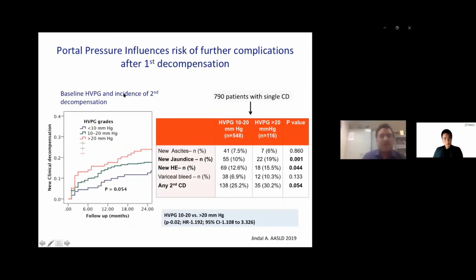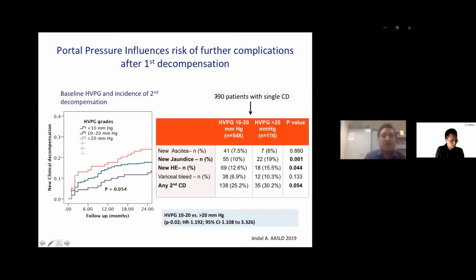So once the patient has developed first clinical decompensation in cirrhosis, does HVPG have a role in predicting the second or further decompensation in those patients who had already decompensated? So we enrolled 790 patients who had single clinical decompensation at baseline, and their baseline HVPG was recorded. Then these patients were followed up for a maximum period of 2 years.